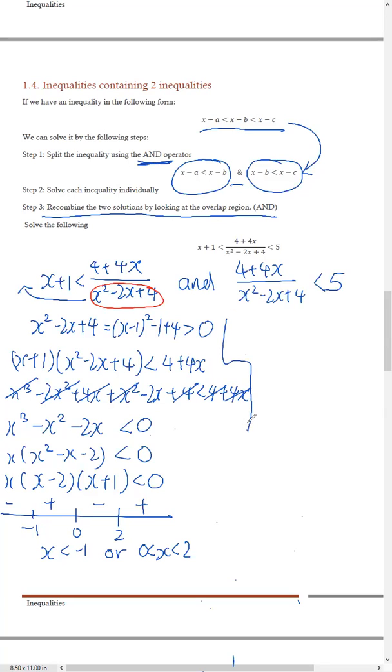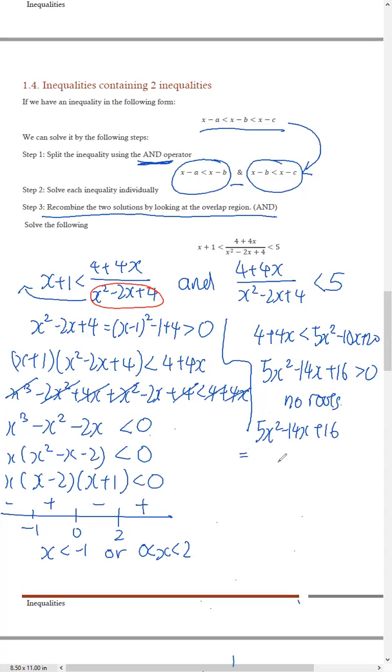For the second inequality, same thing, I can do a multiplication throughout. This will be 4 plus 4x less than 5x squared minus 10x plus 20. Shift everything to one side: 5x squared minus 14x plus 16 more than 0. I will try to factorize it. Again, press the calculator to see whether there are roots. Clearly there are no roots, so standard step, please complete the square. Take out the 5: x squared minus 14 over 5 x plus 16, and this will be 5 times (x minus 7 over 5) squared minus 7 over 5 squared plus 16.